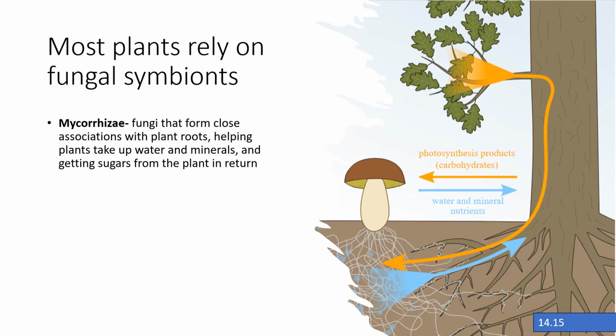Mycorrhizae also do a lot of other cool things, like producing plant growth hormones and chemicals that help the plant's immune system. So most plants are very dependent on their mycorrhizae. In return, the fungi get plant sugars as its nutrients.